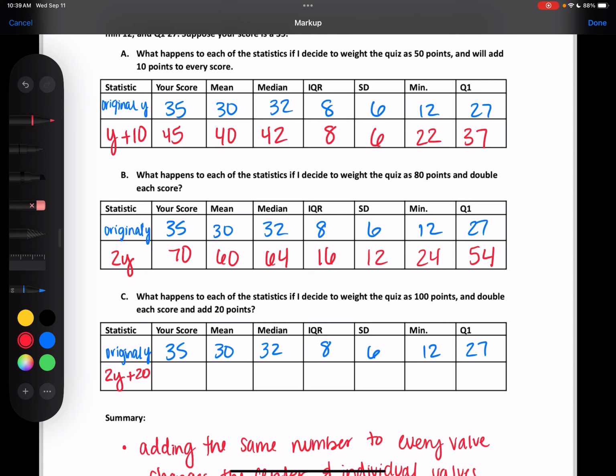Okay. So what happens with my score? They double, yes, 90. And obviously we've already doubled the numbers up here, so the ones that you need to add to, you can just add them. So the mean is 80. Median, 84. IQR, 16? Yep. That stays the same. Standard deviation, 12. Yep, that one also stays the same. Min, 44 and Q1, 74.